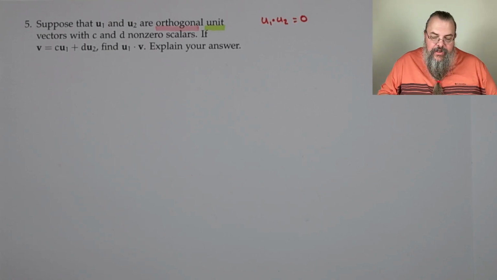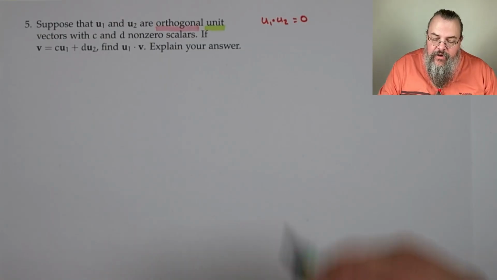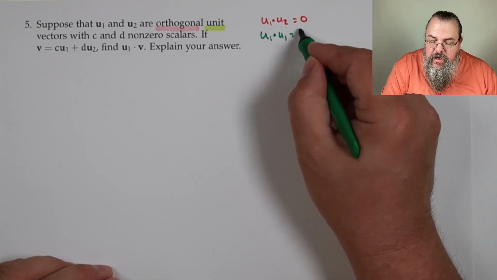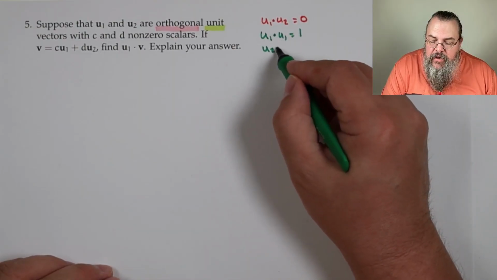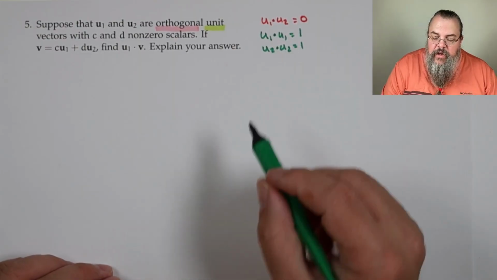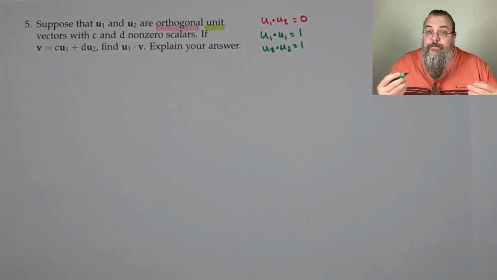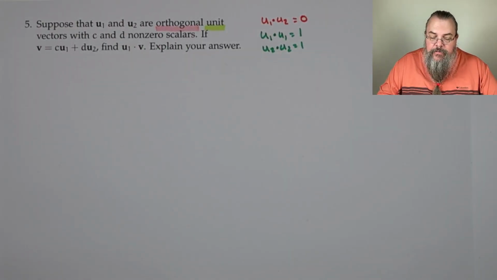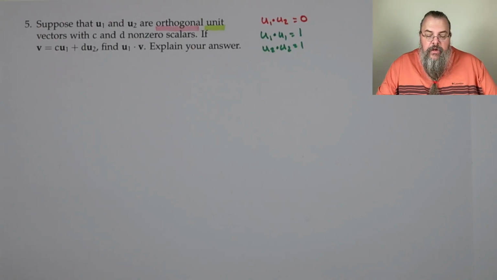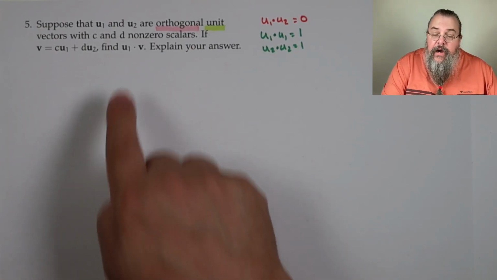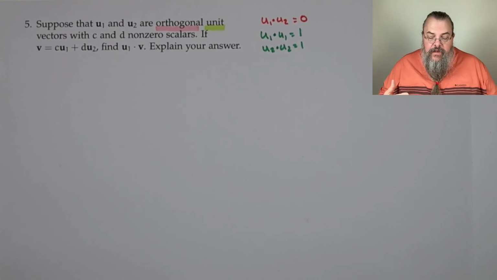The other condition, this unit condition, tells us what? Well, it tells us their magnitudes are 1. We can phrase that in terms of dot product. It says u1 dot u1 equals 1, and u2 dot u2 equals 1. So that's the first sentence that we have these relationships. All right, now we're told if v is c u1 plus d u2, find u1 dot v and explain your answer.